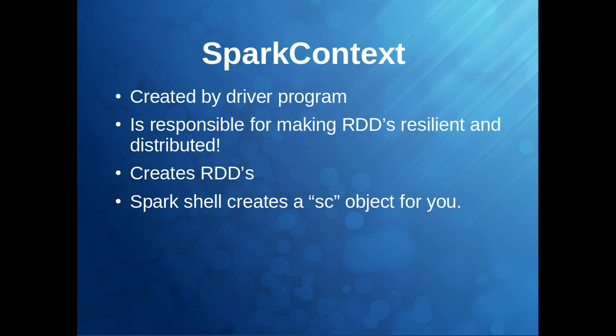This main SparkContext class is responsible for making RDDs resilient and distributed. Resilient means fault tolerance. Distributed means massive datasets are distributed in small chunks to the different nodes. That's the distributed concept. It is also responsible for creating RDDs. Once you create a SparkContext, only then can you create RDDs. But when you are working with the Spark shell, it automatically creates an sc object for you. You don't have to create an instance of the SparkContext object; it will already be created for you.